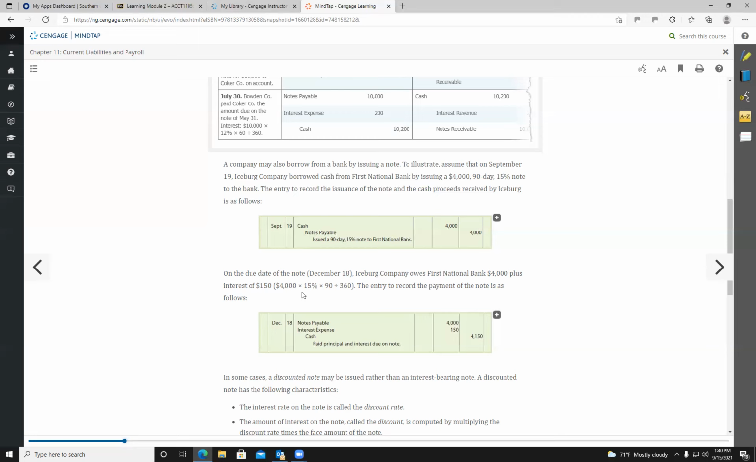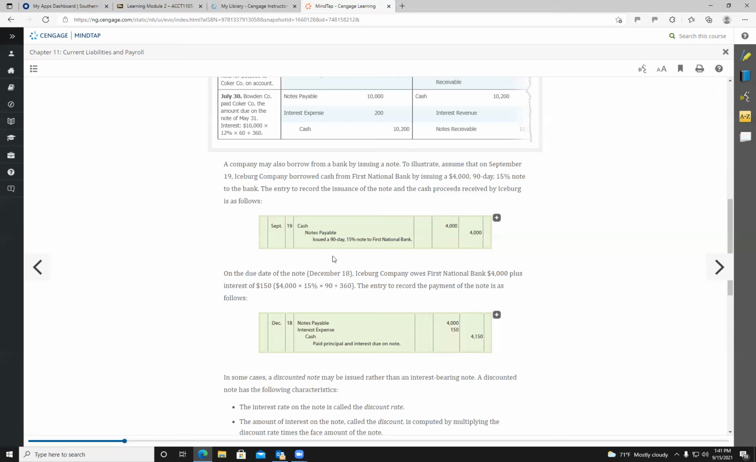Okay, because it's compounded daily, correct? Correct. So, or you could say, yes, compounded daily. So they only did it for 90 days. So that means that Iceberg Company only needs to pay 25% of that. So 25% of $600 is $150. So that's how we calculate how much interest we're going to have to pay.